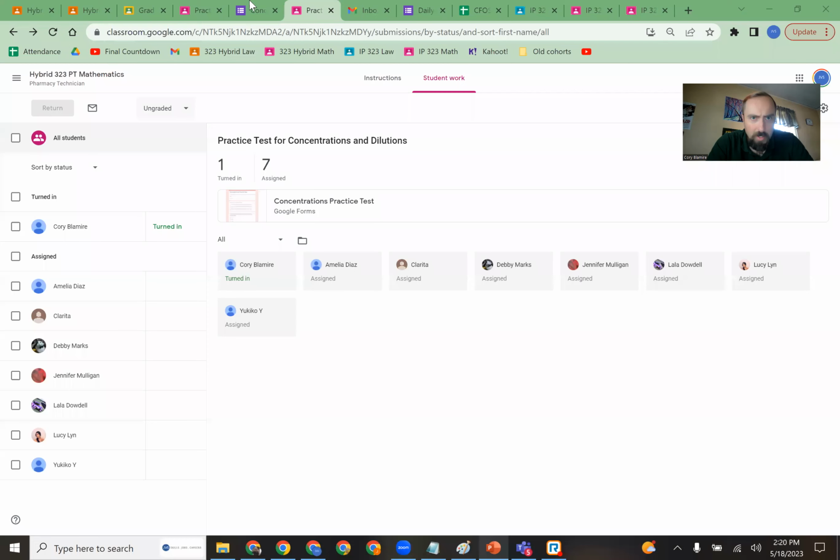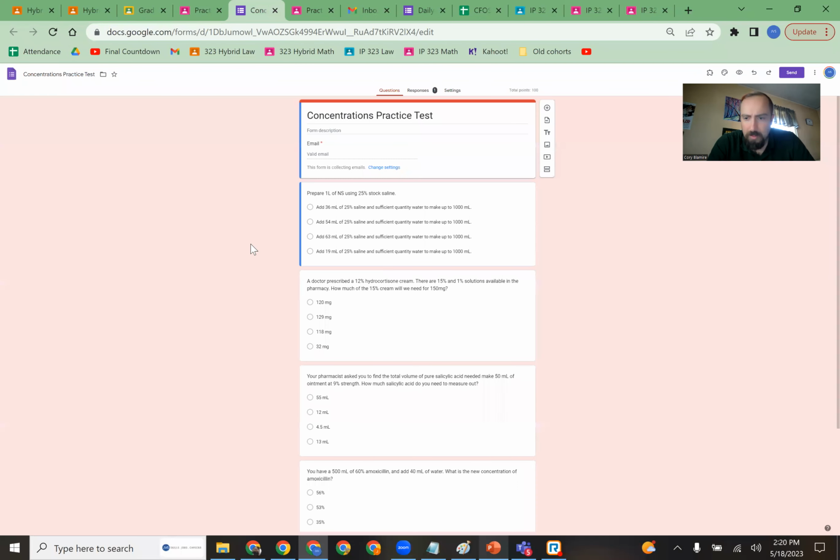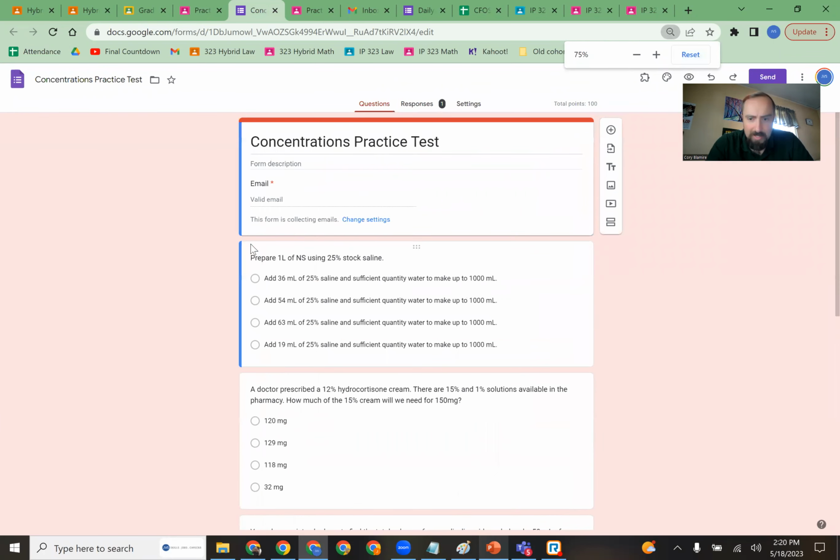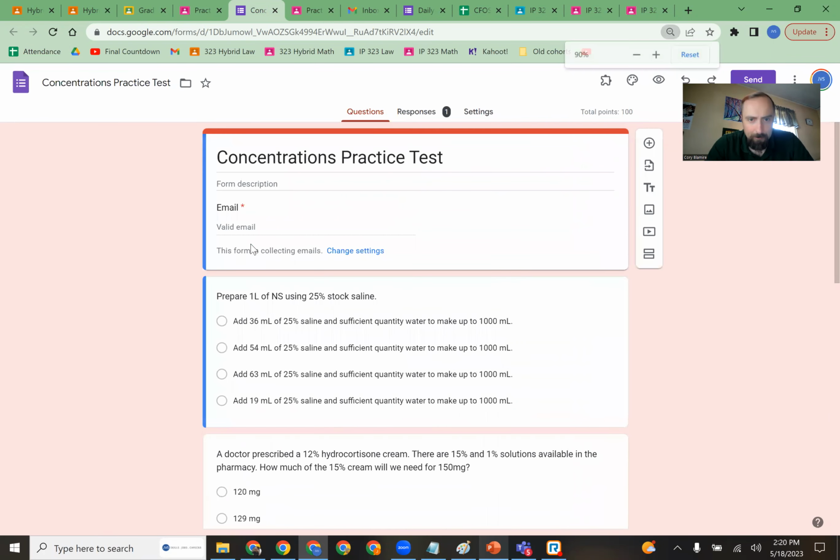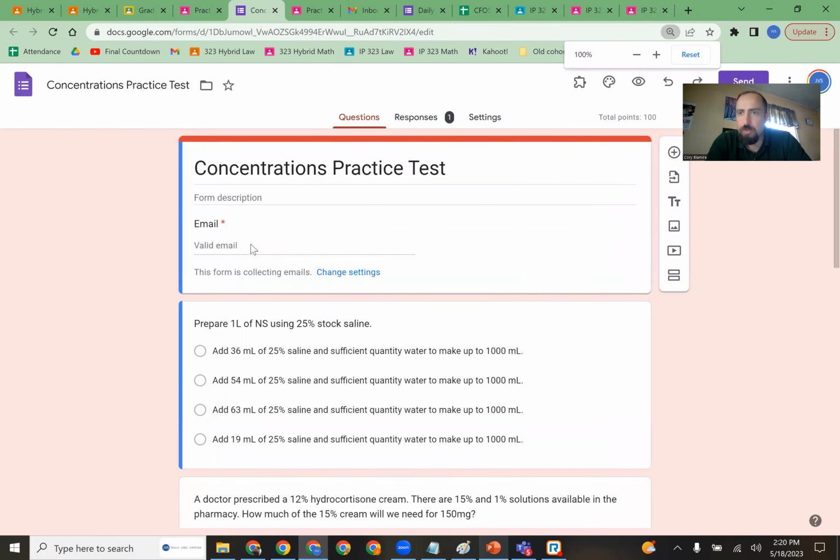All right, guys. So if anybody was stuck on the first problem from the practice test, concentrations and dilutions, I'm just going to show you some quick test-taking strategies here. It's asking us to prepare 1 liter of normal saline using 25% stock saline.